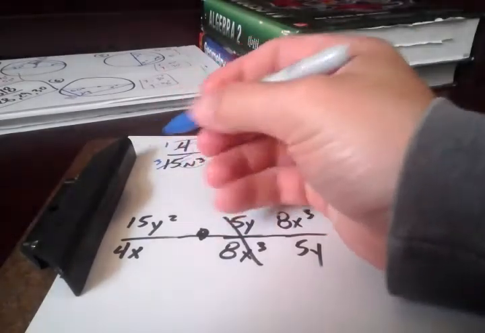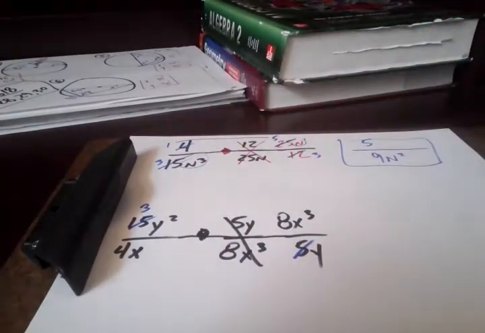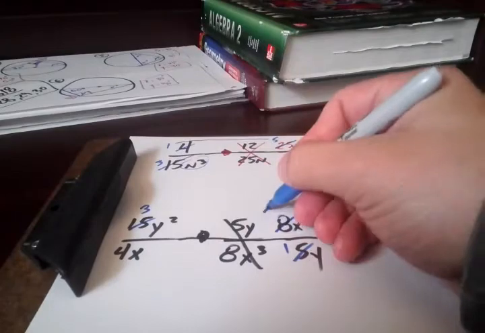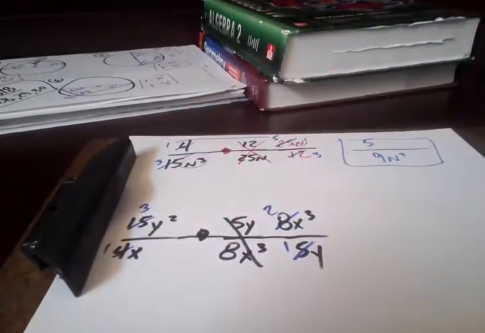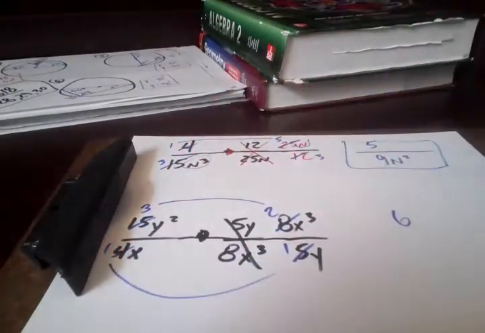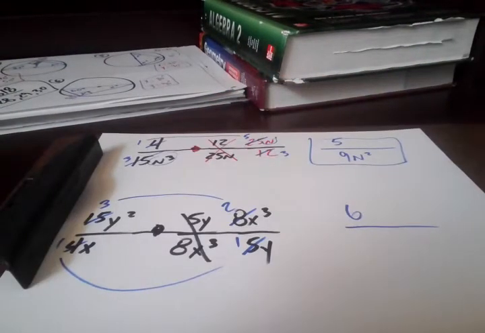I see a 15 and 5 again. Let's divide these both by 5, that's 3, and that one's just a 1. And then the 4 and the 8 can be divided by 4. This is 2, and that's a 1. Okay, so 3 times 2 is 6, and 1 times 1 is 1, but I don't need to put a 1 on the bottom of my answer.